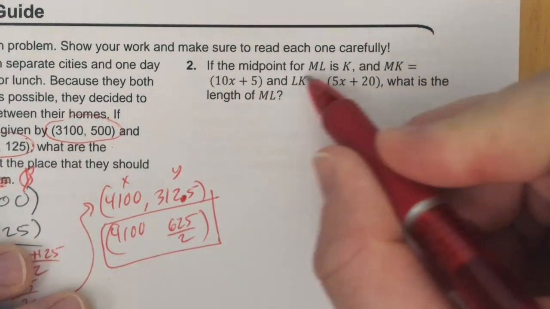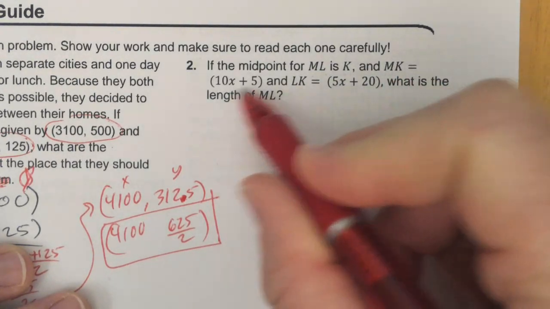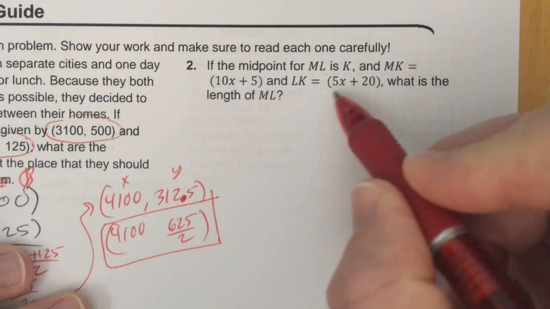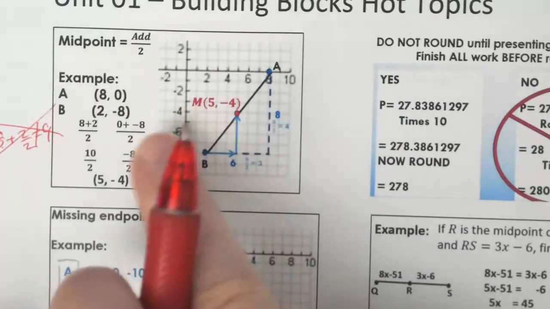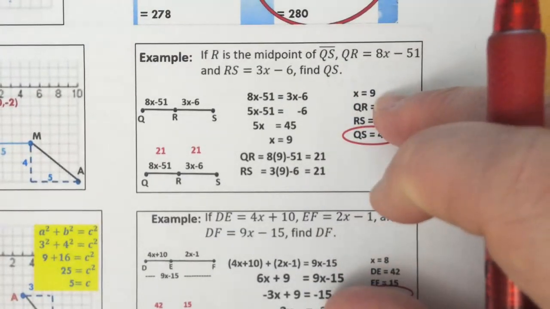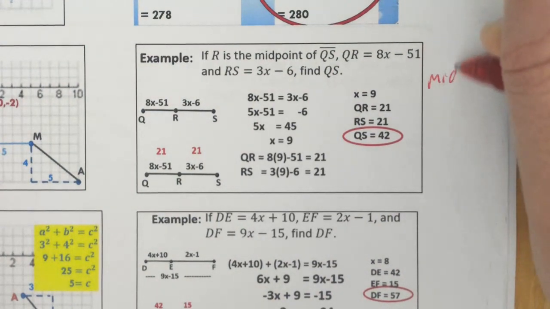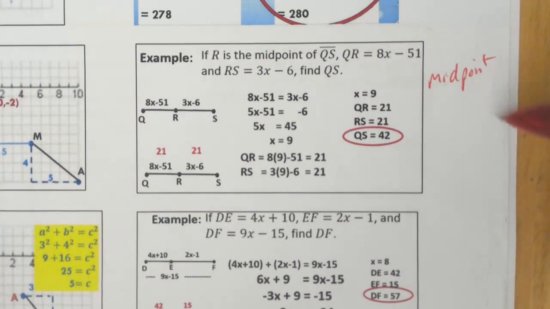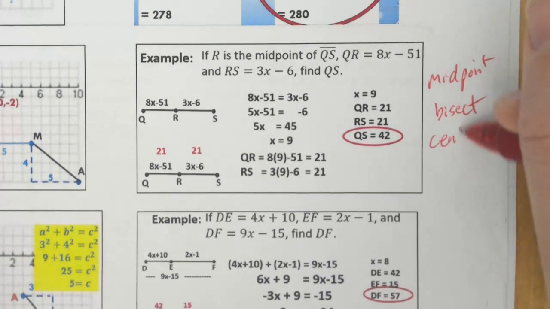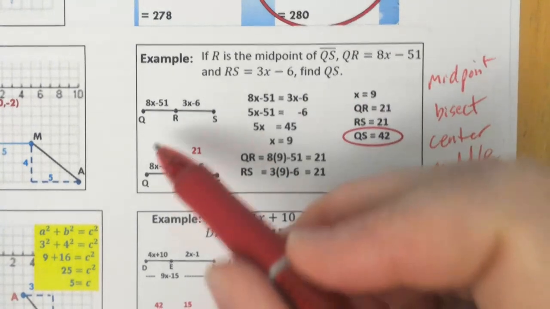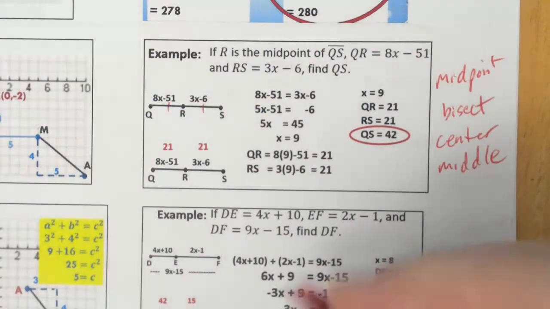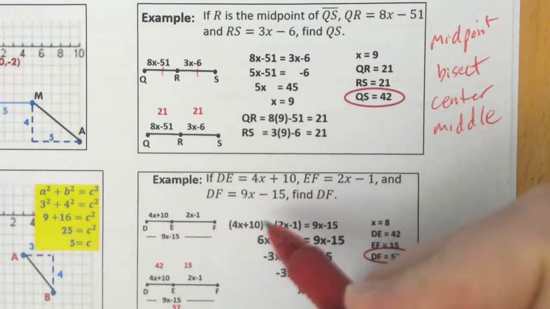Okay, next, number 2, which is over here. If the midpoint of M to L is K, and MK is 10x plus 5, and LK is this, what is that? We're talking about midpoint, but it's not coordinates, so that means it's one of these two over here. Now if I say midpoint, or if I say bisect, or center, something about being in the middle, it's going to be this one up here, because that's smack dab in the middle where this and this are equal. If it wasn't in the middle, like if it's off center, it would be this.